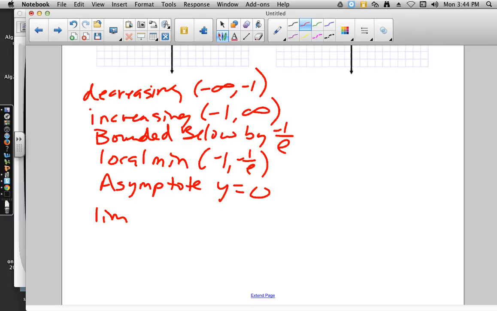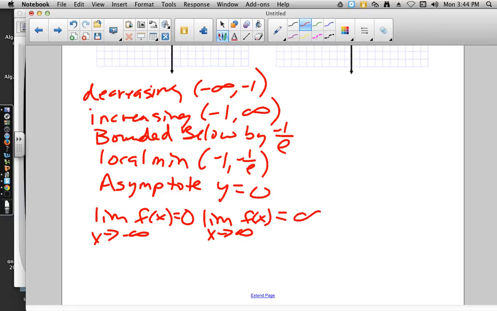And the limit as x approaches negative infinity of f of x, and the limit as x approaches infinity of f of x. Well, as we go to the left forever, that's where it's approaching 0. And as we go to the right forever, this is going on forever. It's going up. So that's going to be infinite.